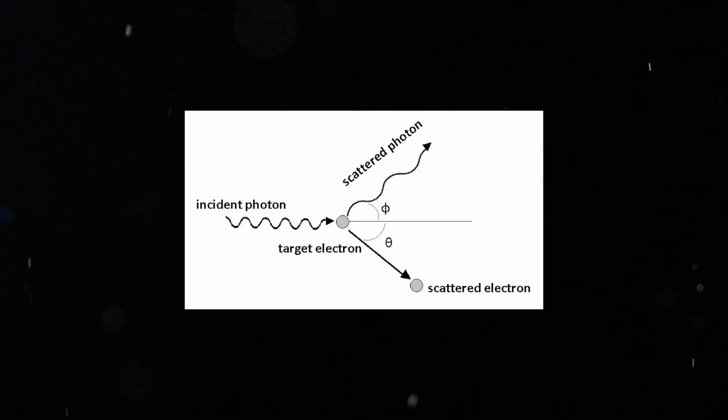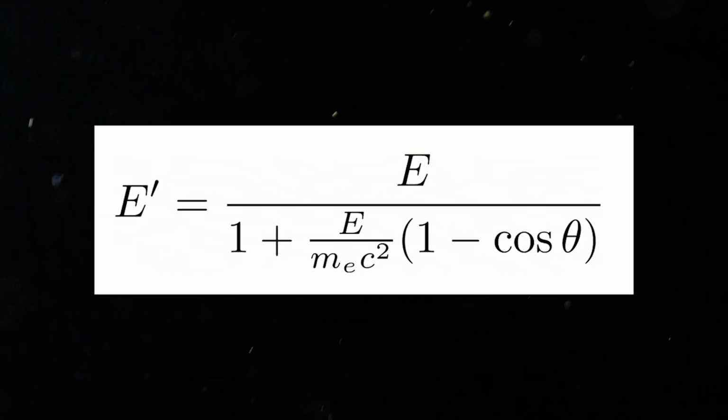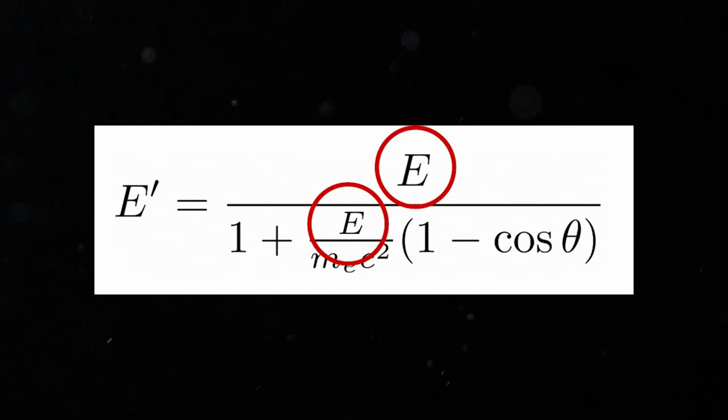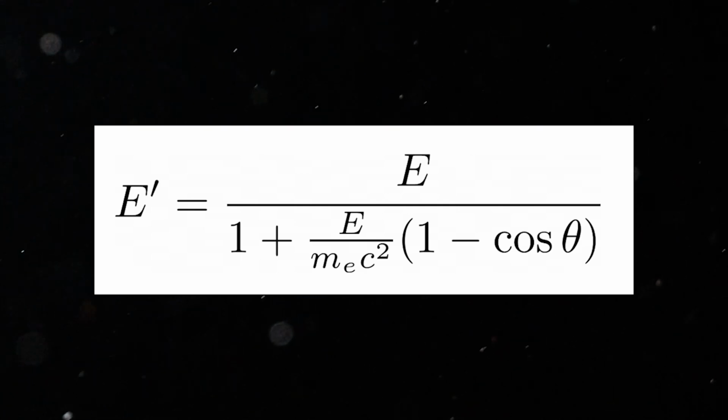Compton scattering is very simple conceptually. A photon scatters off an electron and loses some energy in the process. Its final energy is related to the initial energy by the angle at which it scatters. So how do we get that angle?